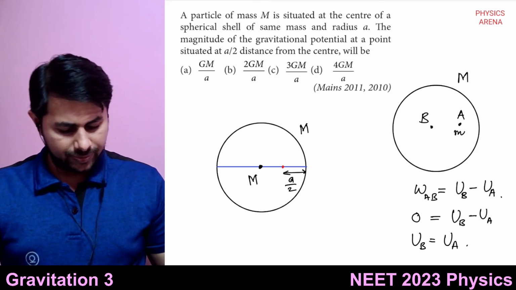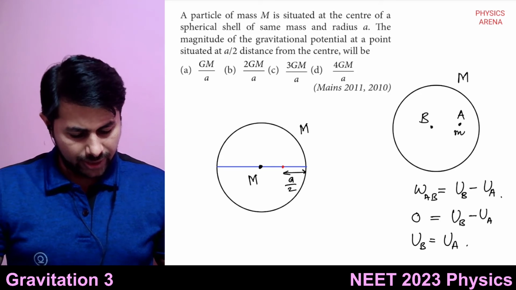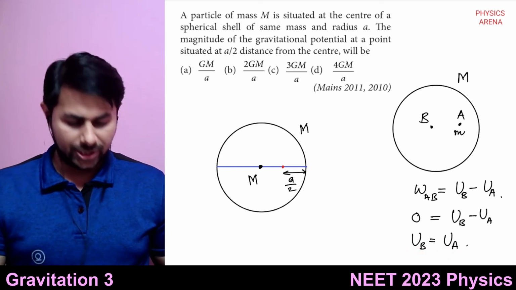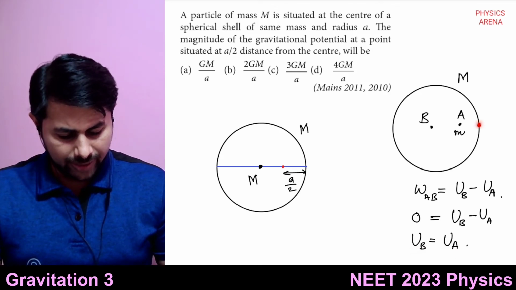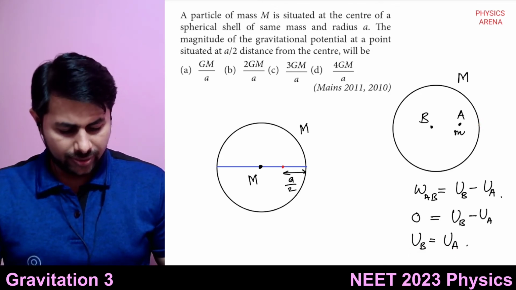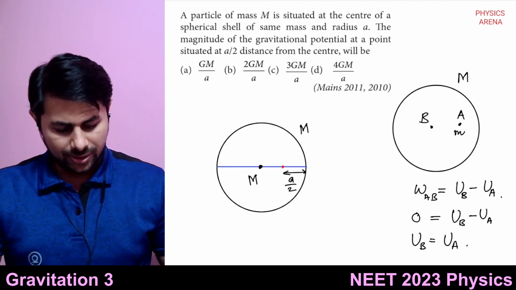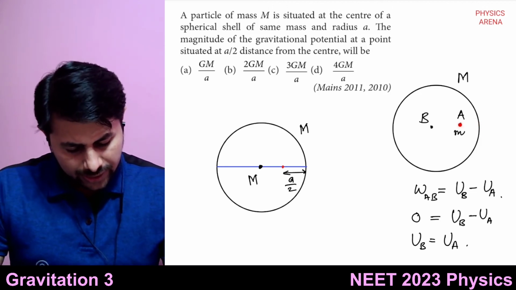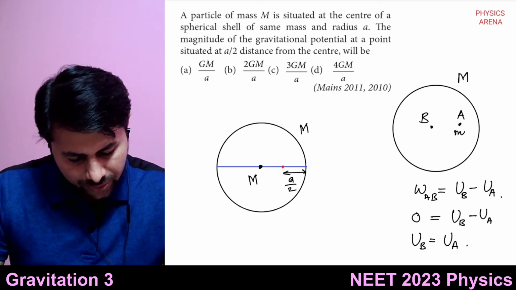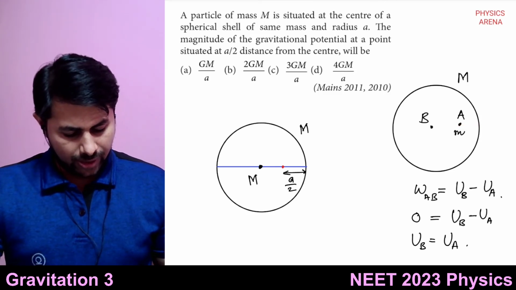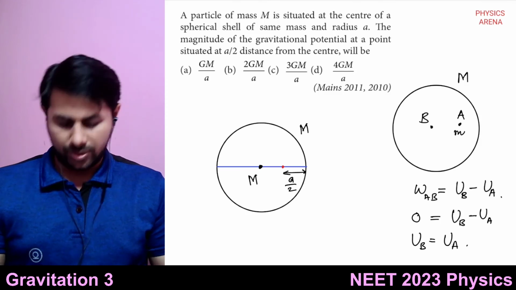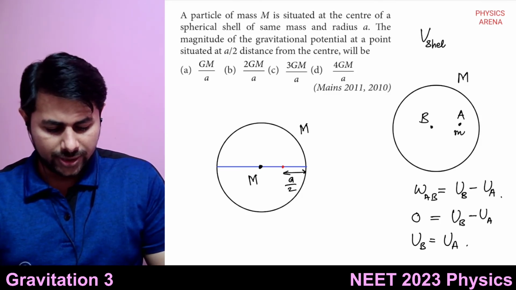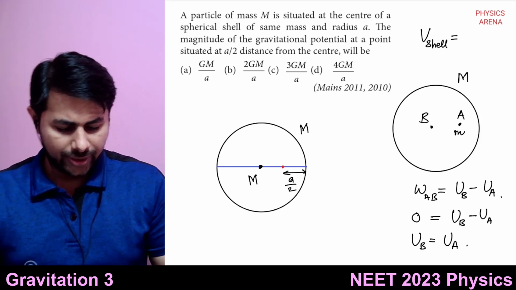So now, since potential energy at A is equal to potential energy at B, it will be equal to potential energy on the surface of the shell. You can consider this mass just over here. Therefore, the potential inside the shell due to the shell is constant, and it will be equal to what?